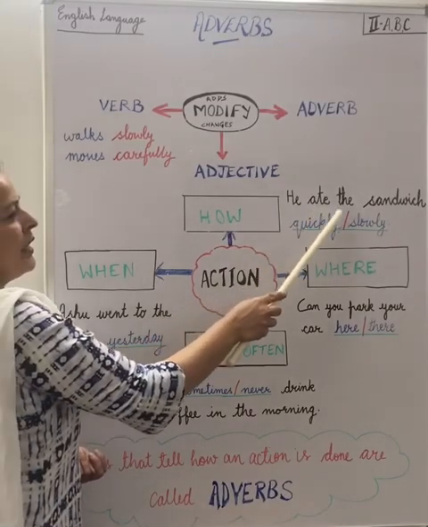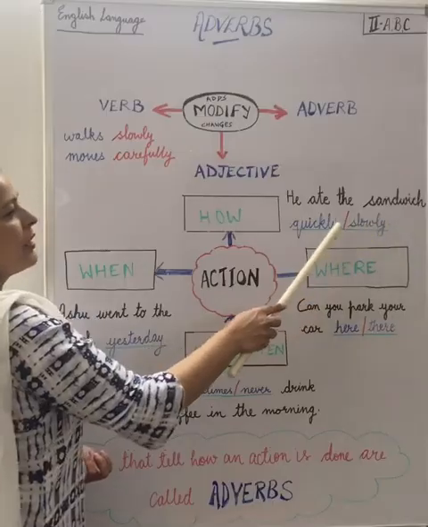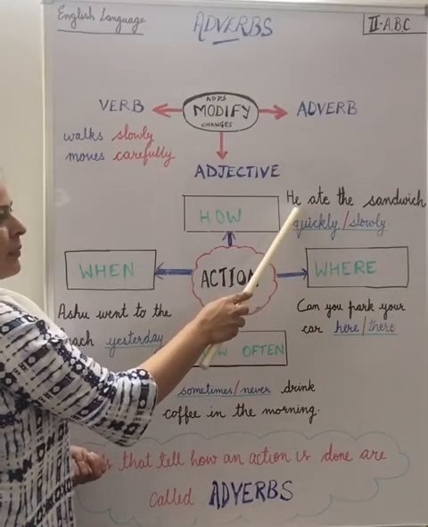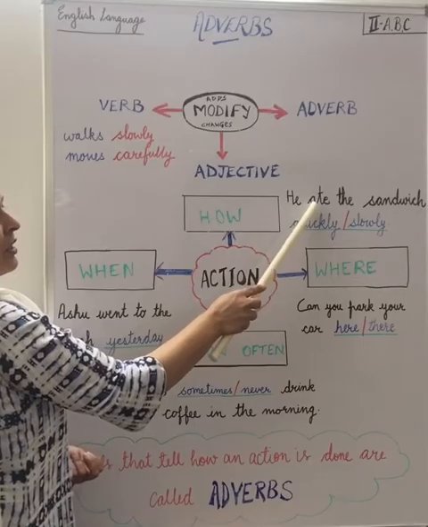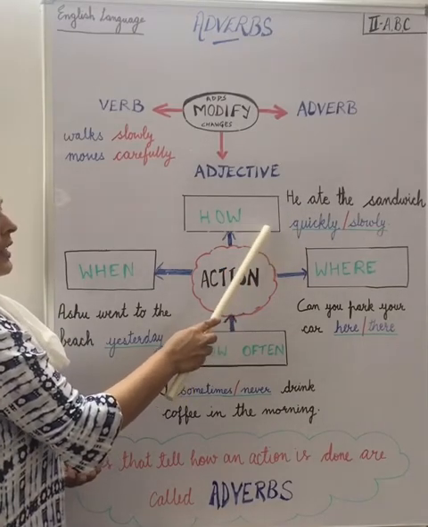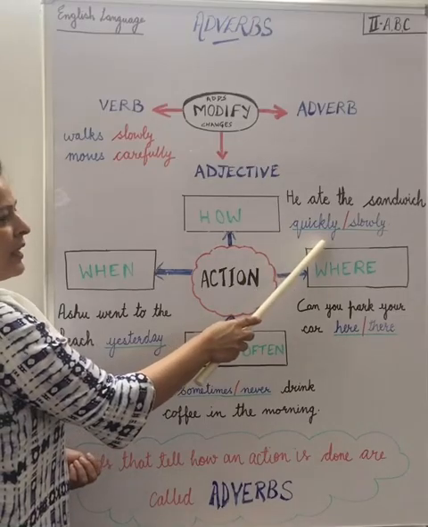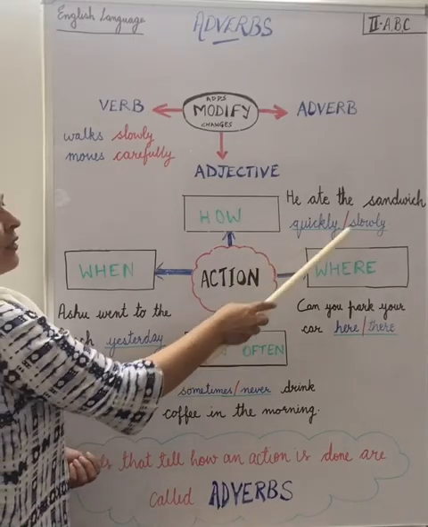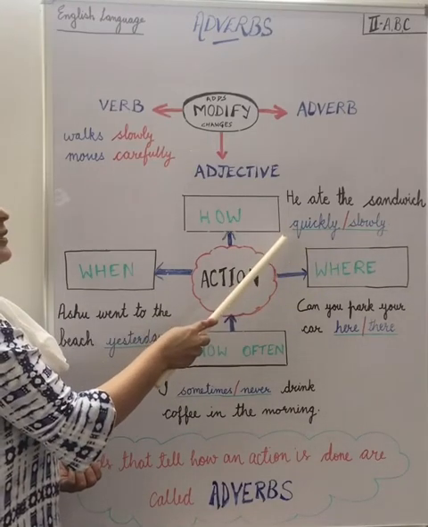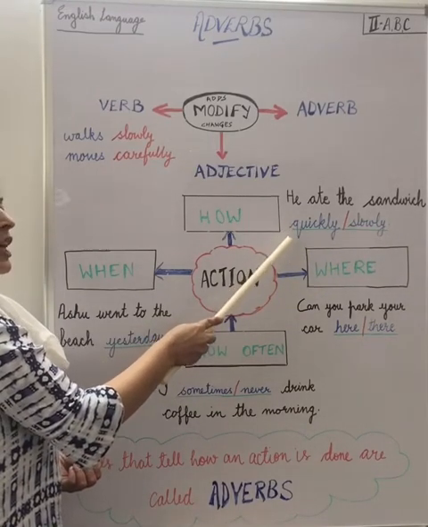like he ate the sandwich, ate is the verb. A person ate a sandwich. How did he eat the sandwich? He ate the sandwich quickly. He ate the sandwich slowly. Or he ate the sandwich carefully.